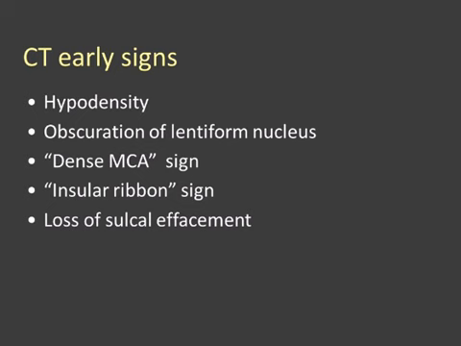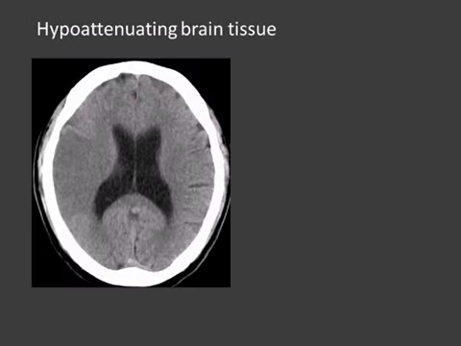So we will first start with the very basic things, and this is what the majority of you are certainly doing. So the CT early signs of ischemia are hypodensity, blurred basal ganglia or obscuration of the lentiform nucleus, dense MCA sign, insular ribbon sign, and loss of sulcal effacement. Let me show you the first case of a hypodensity on a CT.